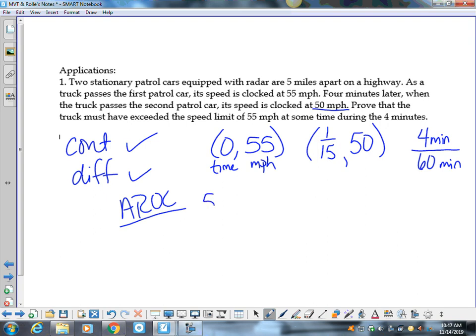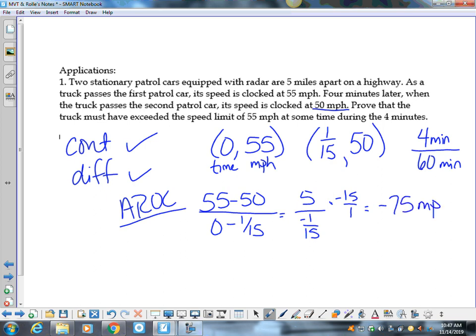So the average rate of change is going to be y minus y over x minus x, which is going to be 5 over a negative 1/15. And if you flip that, 5 times 15 is 75. So guys, what this says is that his average rate of change over the course of these 4 minutes on this particular road for this 5-mile span was 75 miles an hour.